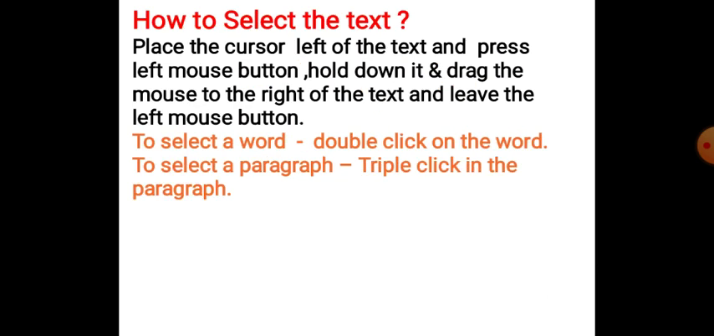Now, how to select the text? To select the text, the simplest way with the help of the mouse is that first of all, place the cursor to the left of the text, press the left mouse button and hold it down. Okay, don't release, right? And then drag the mouse to the right side of the text and then leave the left mouse button without clicking.